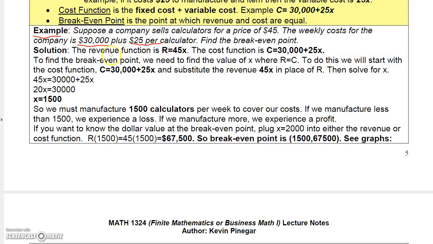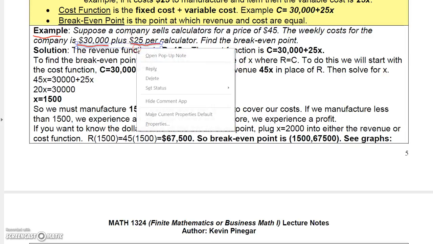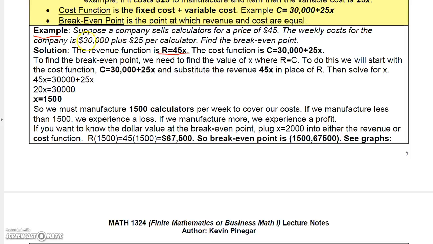So let's find our revenue function. Since the calculators are going to sell for $45 each, our revenue would simply be 45 times x, where x is the number of calculators. Now our cost has two components. It has a fixed cost, which is $30,000, and it has a variable cost, which is $25 per calculator. So our total cost would be $30,000 plus 25x.